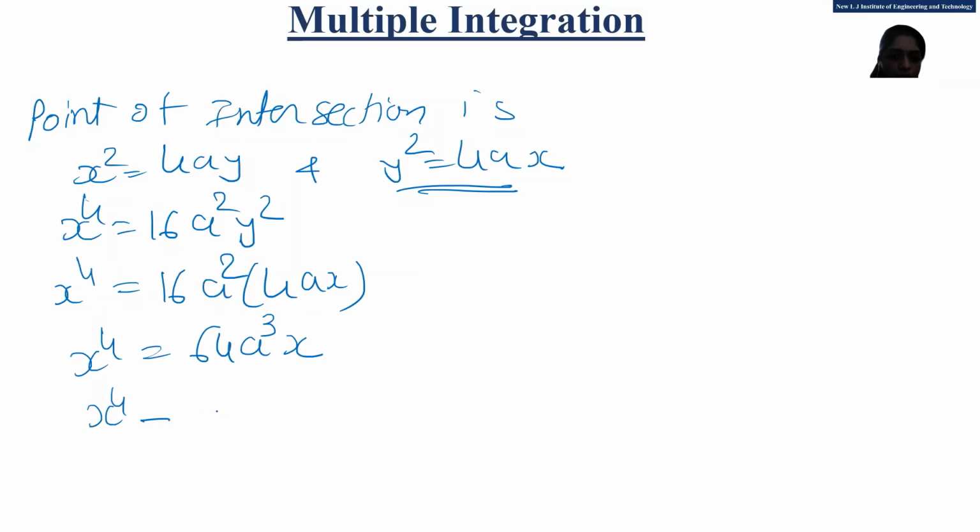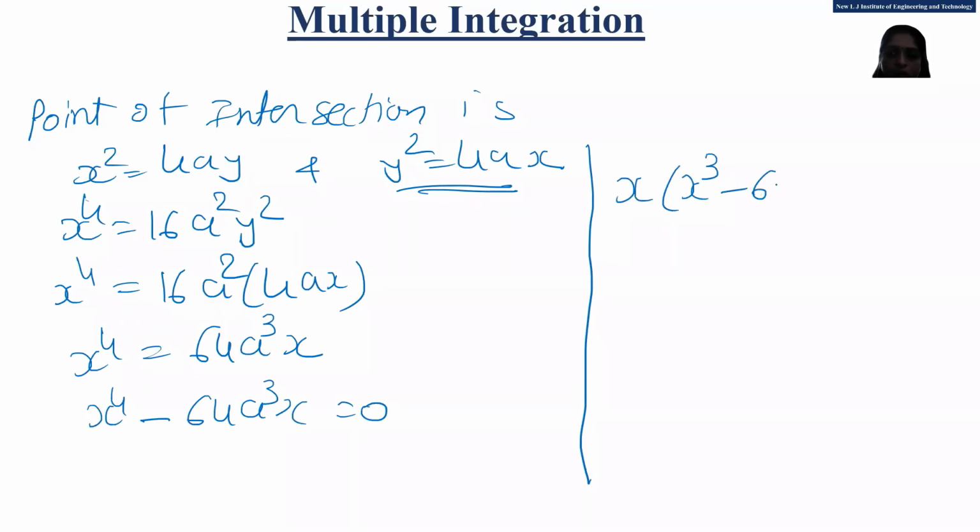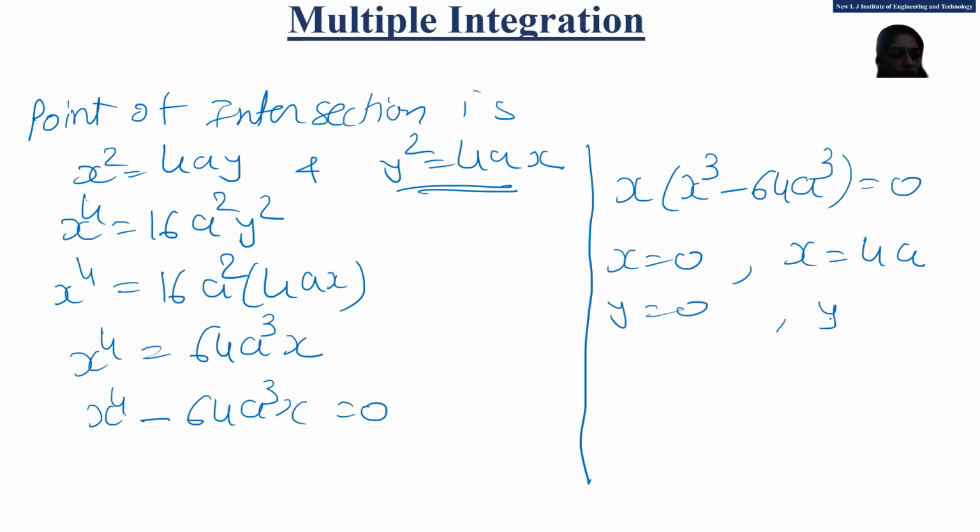So x raised to 4 minus 64 a cube x equal to 0. It means, if I take x common, x cube minus 64 a cube equal to 0. After factorizing, x equal to 0 and x equal to 4a, and y equal to 0 and y equal to 4a, because x is equal to y. So the factors of x are 0 and 4a, and similarly for y, 0 and 4a, right?